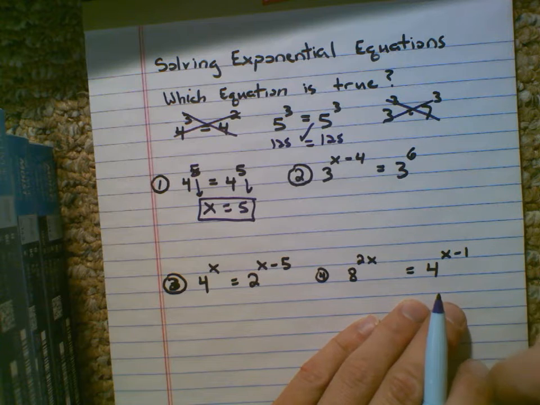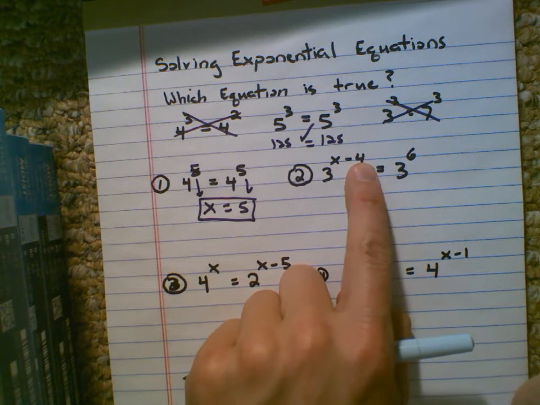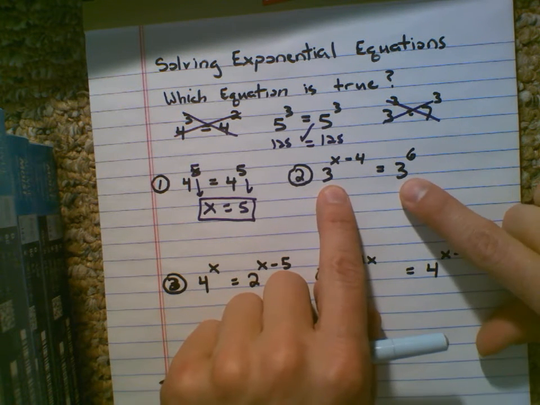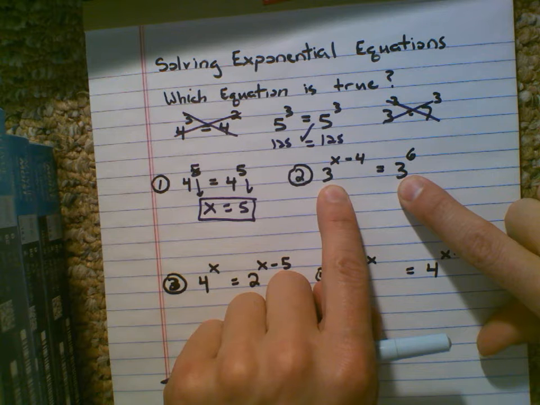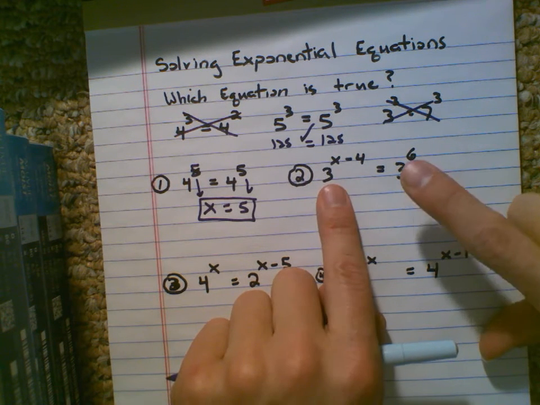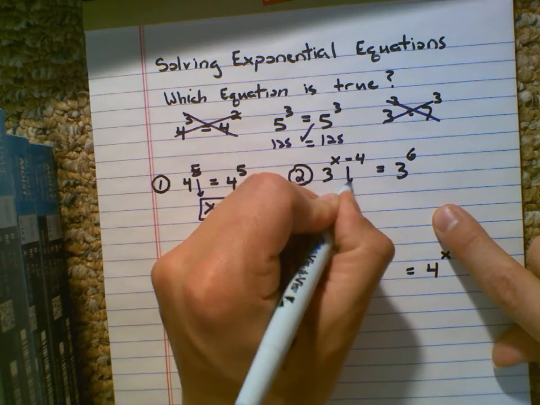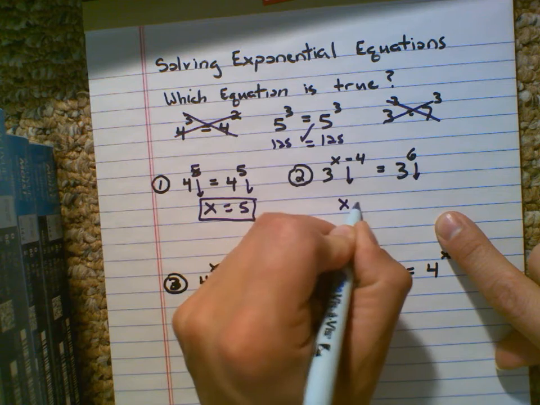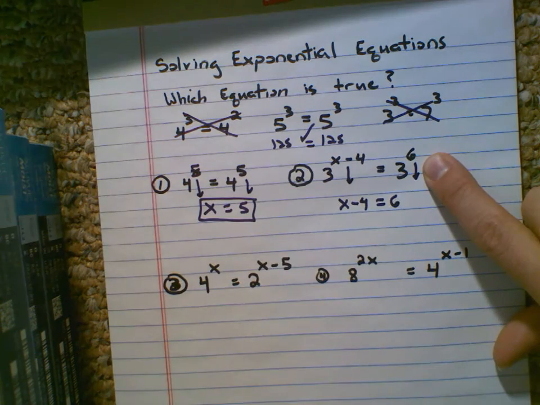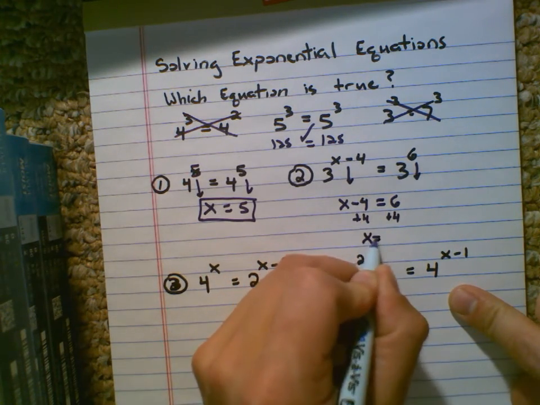All right, let's look at some tougher examples. Number 2 here, I have 3 to the x minus 4 equals 3 to the 6th power. Once again, my bases are the same. So I know if the bases are the same, in order for these two expressions to be equal, the exponents must also be equal. So I can just drop them down and set them equal. x minus 4, this exponent, must equal the exponent on the other side. I add 4, and I get x equals 10.